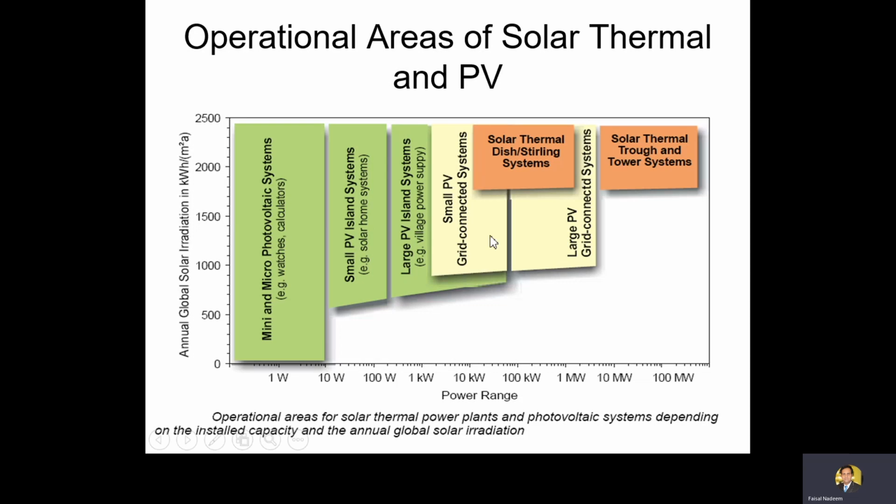Similarly, small PV grid connect systems are grid connected systems which can work in isolation as well as grid connected. Their irradiance requirement is around 800 kilowatt hour per meter square, and they can also work up to 2500 kilowatt hour per meter square. The same irradiance requirement applies to large PV grid connected systems. However, they produce large power, and their power range is high compared to the small and large PV island systems and the mini and micro photovoltaic systems. The power range for such large PV grid connected systems is 100 kilowatt to 10 megawatt.